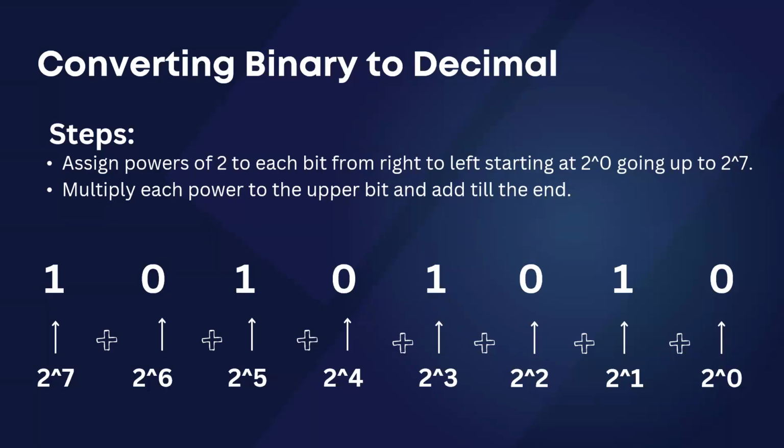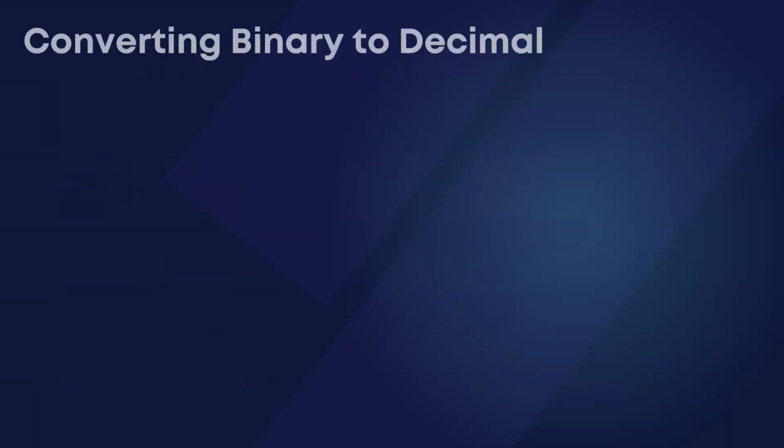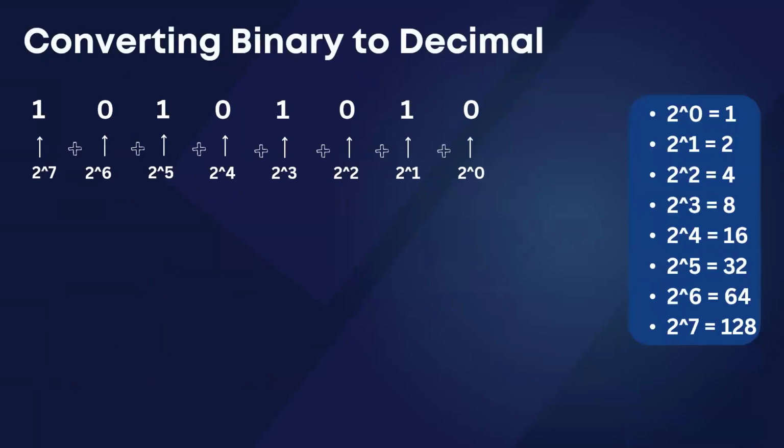Now to perform this calculation, let me write down these values first, from 2 power 0 to 2 power 7. Anything to the power 0 is always equal to 1. It's a mathematical rule. So 2 power 0 is 1. 2 power 1 is 2 itself. 2 power 2 is 2 into 2, that's 4. 2 power 3 is 2 into 2 into 2, that's 8. 2 power 4 is 2 into 2 into 2 into 2, that's 16. Similarly, 2 power 5 is 32, 2 power 6 is 64, and 2 power 7 is 128.